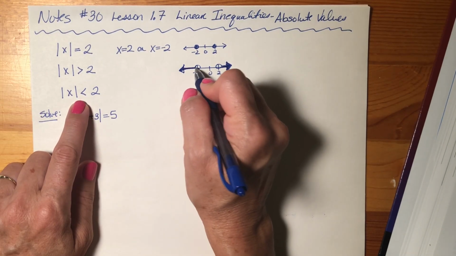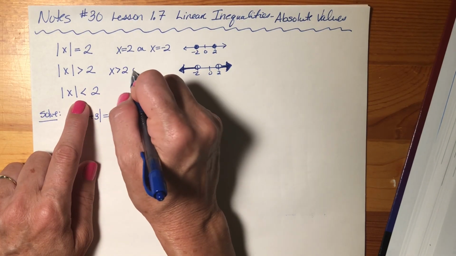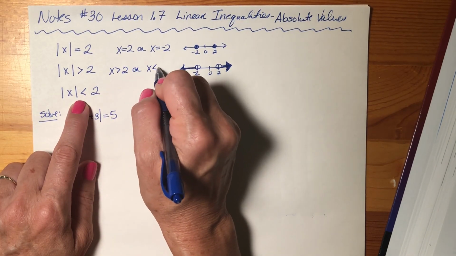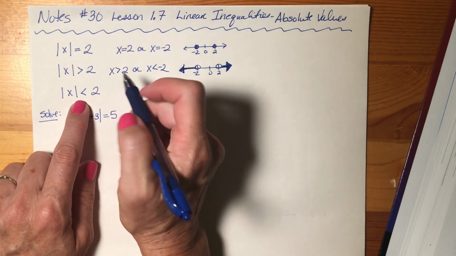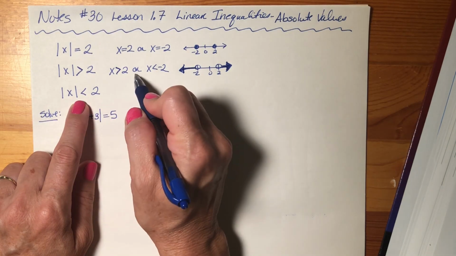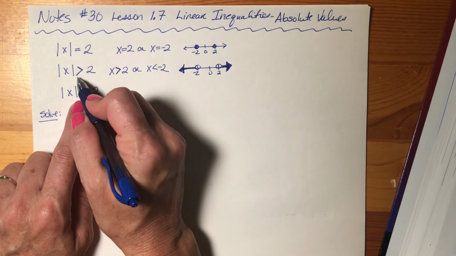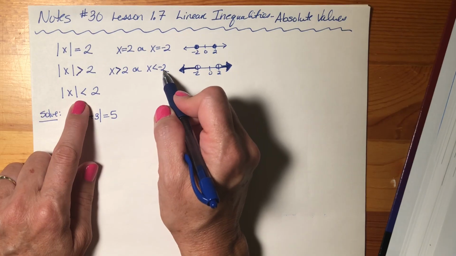So what am I saying? I'm saying x could be greater than 2, or x is less than negative 2. Now, do you see what I did? I took the greater than sign exactly the way it was written here, rewrote it, and then I flipped both the inequality and the sign of the number. So now it's less than negative 2.